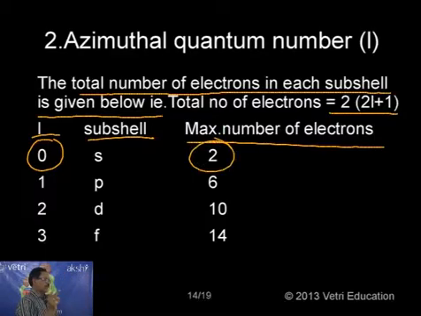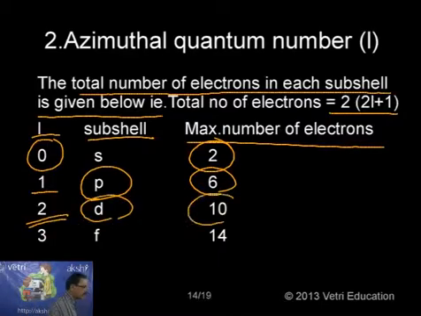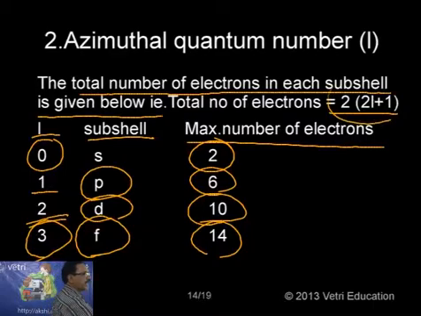So the s orbital holds 2 electrons. When l equal to 1, we call it the p subshell. In p, the maximum number of electrons will be 6, since we know px, py, pz, so maximum 6. When l equal to 2, it is called the d subshell, and the maximum number of electrons will be 10. In the case of l equal to 3, it is called the f subshell, and the maximum number of electrons will be 14. So kindly keep it in mind. The total number of electrons in a subshell can be calculated using the equation 2 into 2l plus 1. Okay, next.